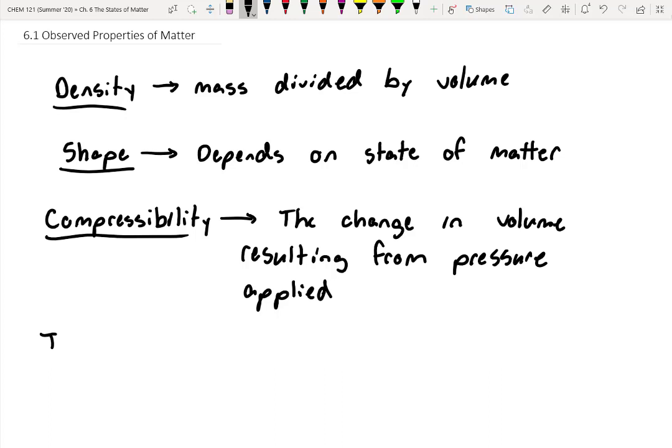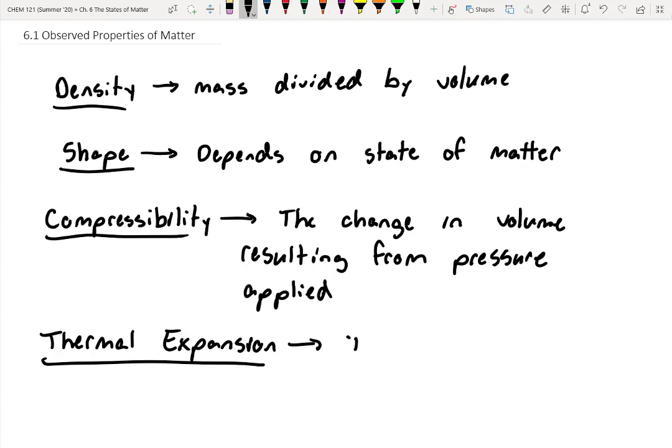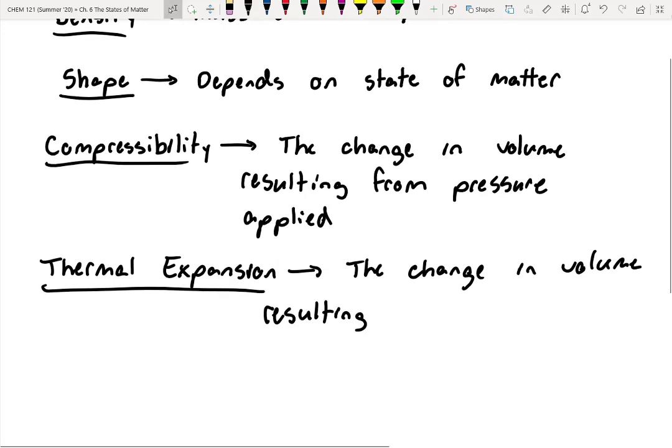All right, the last one is thermal expansion. And thermal expansion is basically measuring the change in volume resulting from a temperature change. So it's a little bit different than compressibility because it's dealing with just temperature being applied, not an external force.